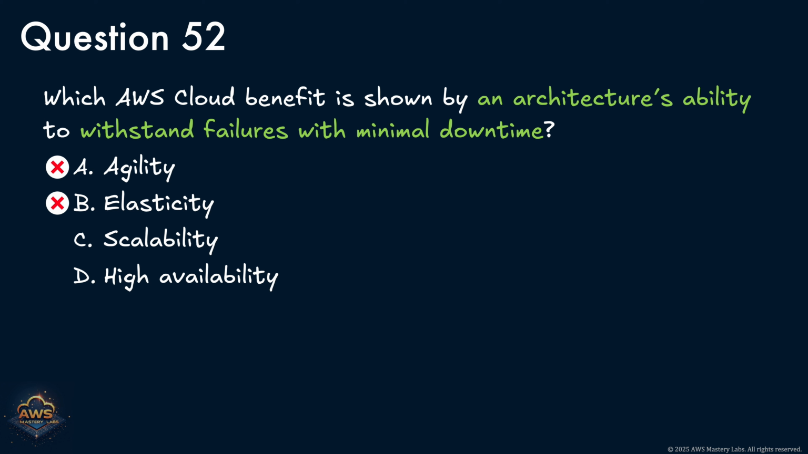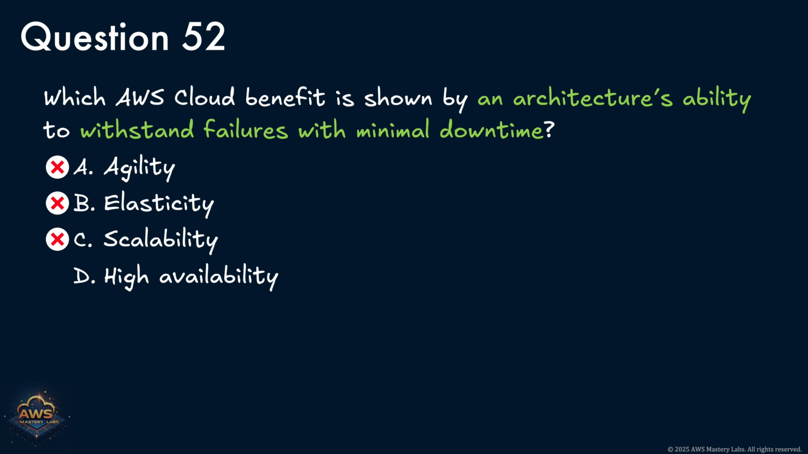Option B, elasticity. Elasticity is the AWS cloud's ability to automatically provision and deprovision resources to match workload demands in real time. It's a key driver for cost efficiency and performance optimization. But elasticity is focused on adjusting to load, not surviving failures. Incorrect because elasticity handles scaling with demand, not resilience in the face of failure.